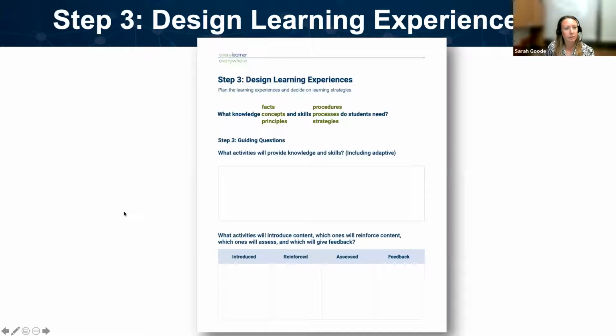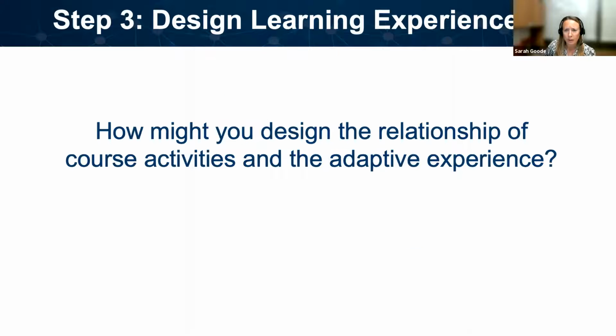So if we go to the next slide, here is a screenshot of step 3 in the workbook. And I believe this is editable. So once you get your copy, you should be able to type in there as you're working through this with your subject matter expert. And it's at this point that you want to take a good look at where and when the adaptive experience is placed in the course. Consider what type of adaptive experience your faculty member wants students to have, and let that inform what the course activities need to be.